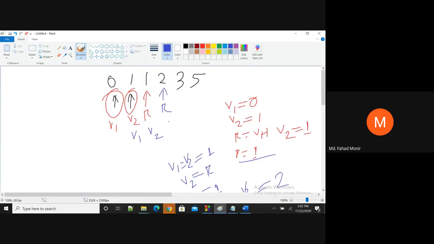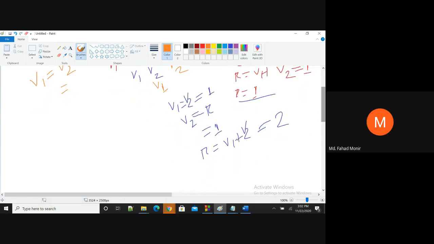So what will be the next job? Now this will be v1 and r will be v2, right? How can we do that? Again I write v1 equals v2. What was the updated value of v2? 1. So v1 is 1. And now v2 equals r. What was r? 2. So v2 equals 2.